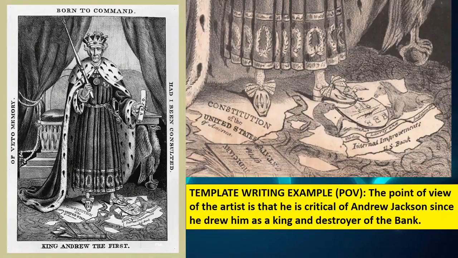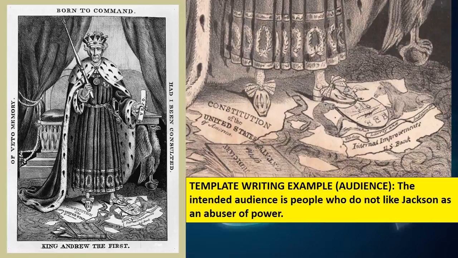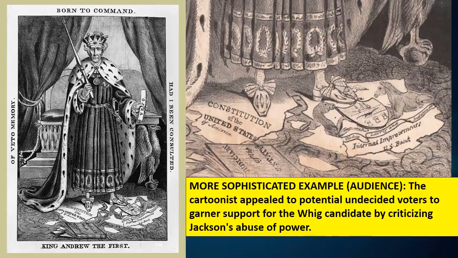Template writing, again, you want to avoid this. The point of view of the artist is that he's critical of Jackson since he drew him as a king and destroyed the bank. A more sophisticated example: the portrayal of Jackson as an absolute monarch stemmed from a pro-Whig advocate. There we're identifying the point of view of the Bank of the United States. Template writing, want to avoid this. The intended audience is people who do not like Jackson as an abuser of power. Better example: the cartoonist appealed to potential undecided voters to garner support for the Whig candidate by criticizing Jackson's abuse of power.